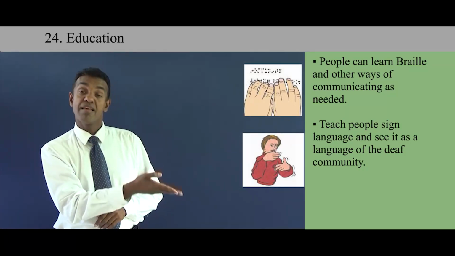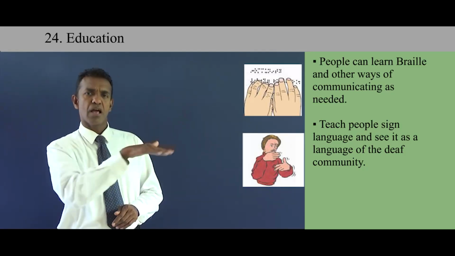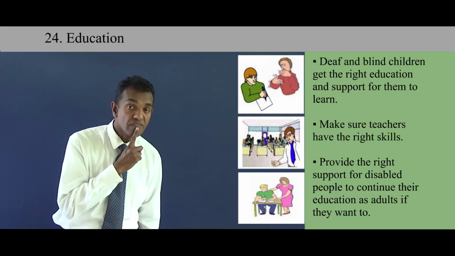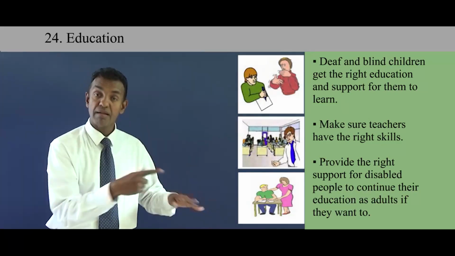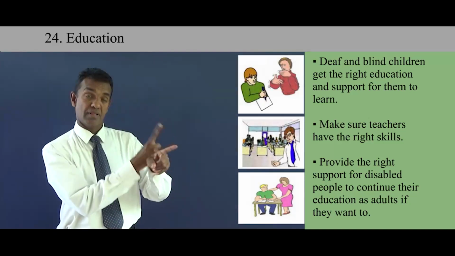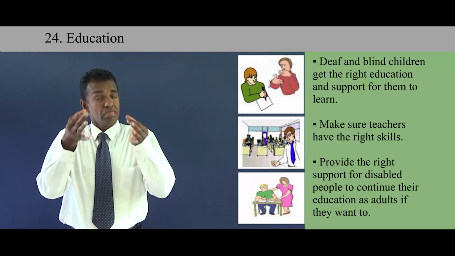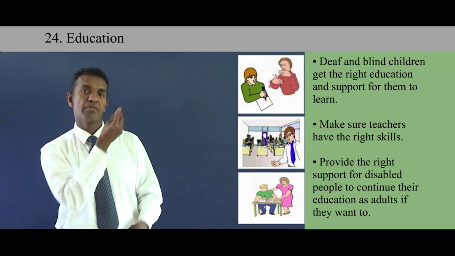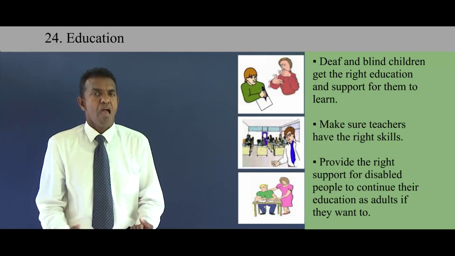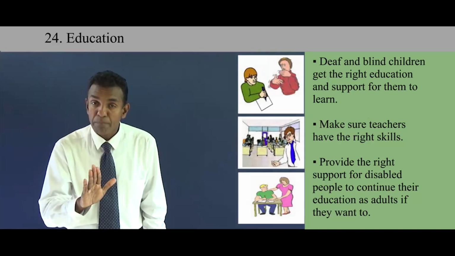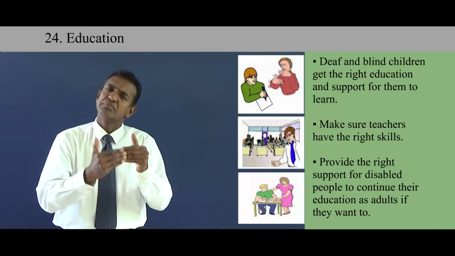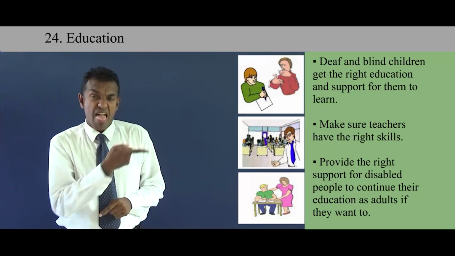Teach people sign language and see it as a language of the deaf community. Deaf and blind children get the right education and support for them to learn. Make sure teachers have the right skills. Provide the right support for disabled people to continue their education as adults if they want to.